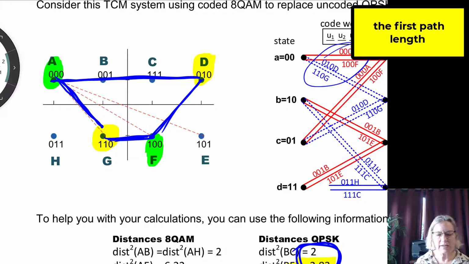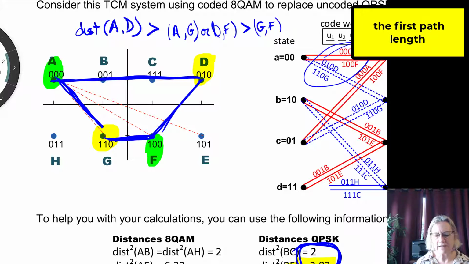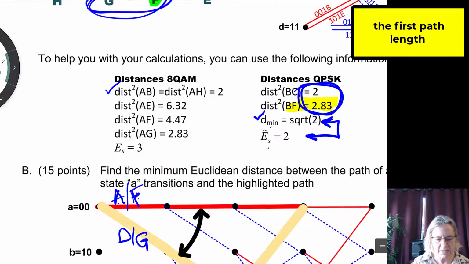In this case, there's really 3 distances because we have the distance between A and D, which is, of course, quite large. And it's greater than the distance between, let's just say, A and G, or D and F. And that, of course, is bigger than the distance between G and F. So if I'm looking for the minimum distance, then the distance that I have to record for this branch metric is the distance between G and F, because these are the closest. So I look at the distance between G and F, and of course that's this distance, AB, AH, they're all the same. It's a distance of 2.